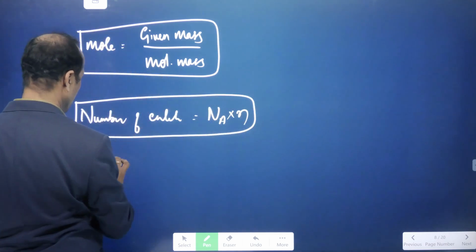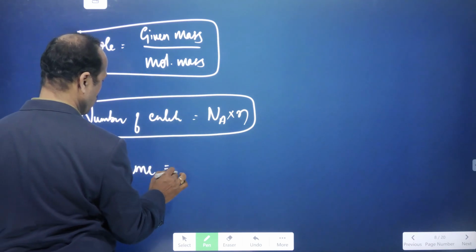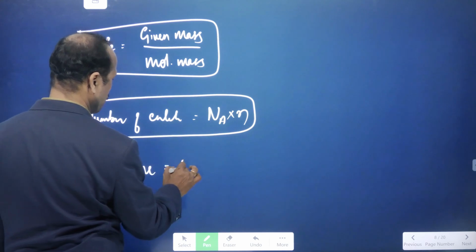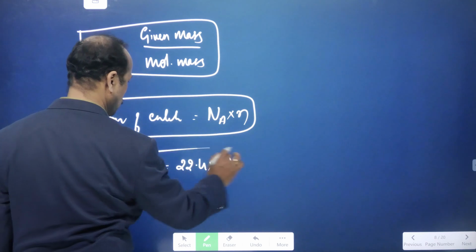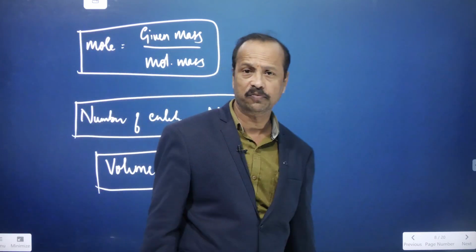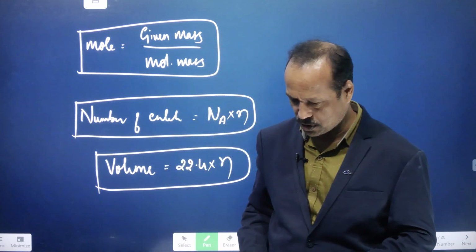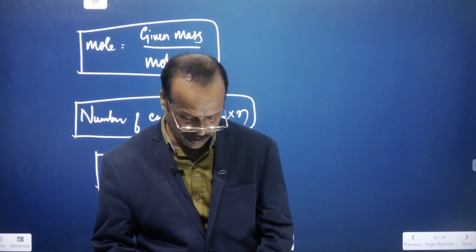And volume, if you want, volume is equal to 22.4 liters into number of moles. So if any questions come, we'll solve them by using these 3 formulas, right? Chalo. So with this, this chapter is done. Now let's go to the synopsis 2 questions.